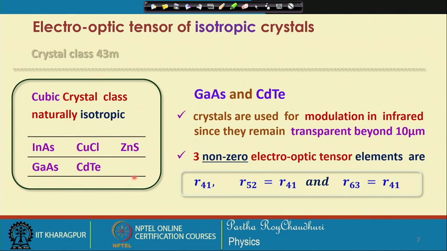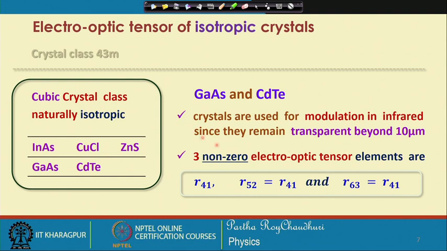So, these isotropic crystals. There are a few isotropic crystals like indium arsenide, copper chloride, zinc sulphide, gallium arsenide, cadmium telluride. These crystals are used very widely for modulation in the infrared region, because gallium arsenide and cadmium telluride are transparent beyond this 10 micrometer wavelength.